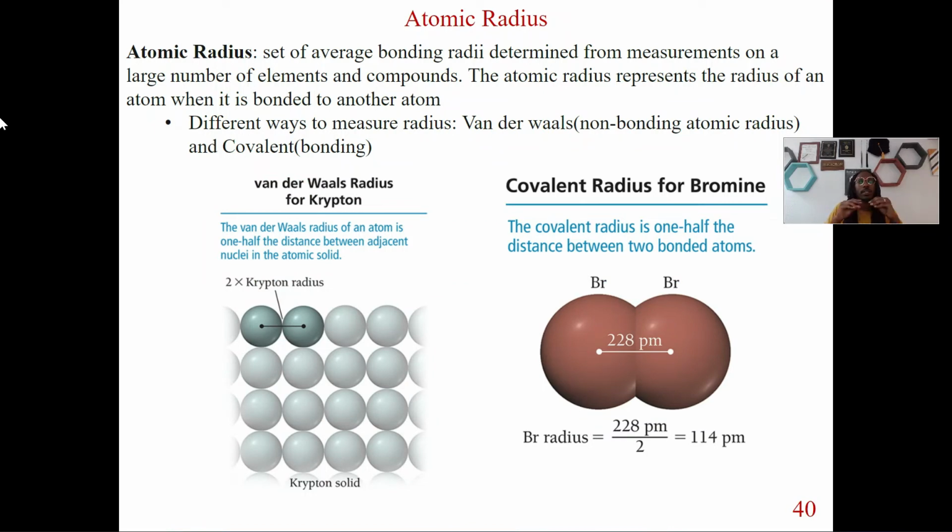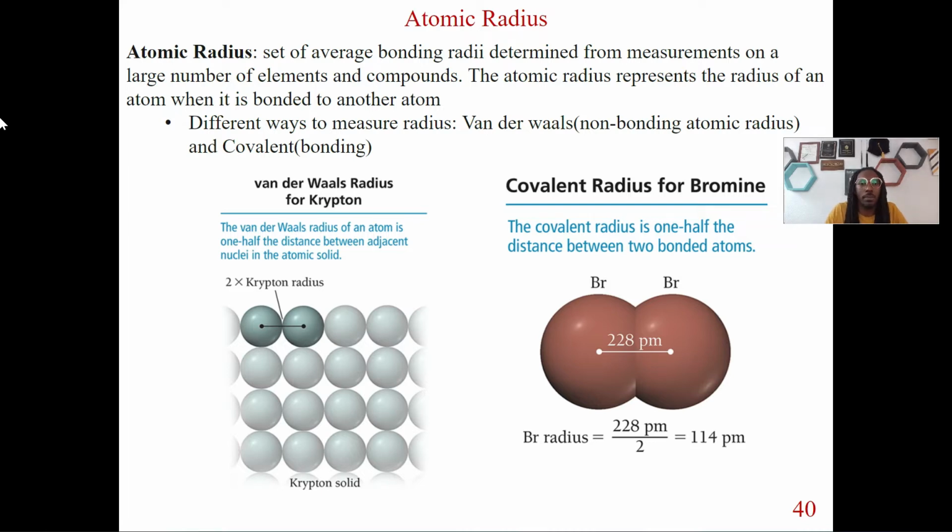Let's talk chemistry. The first trend we're going to talk about is atomic radius. Atomic radius is basically a set of average bonding radii determined from measurements on a large number of elements and compounds. When we're thinking about atomic radius, it represents the radius of an atom when it's bonded to another atom.